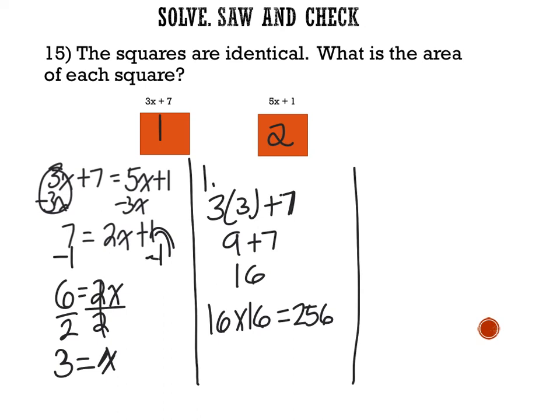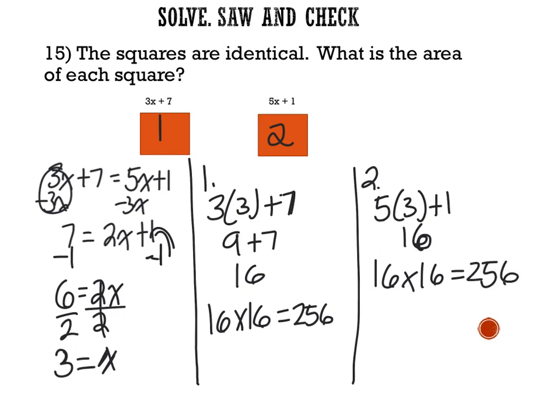With these squares being identical, square number 1 is 256 area, so should square number 2, but we're going to check it just to make sure. So 5 times 3 plus 1 equals 16. So the sides equal 16, so 16 times 16 equals 256. So area equals 256.